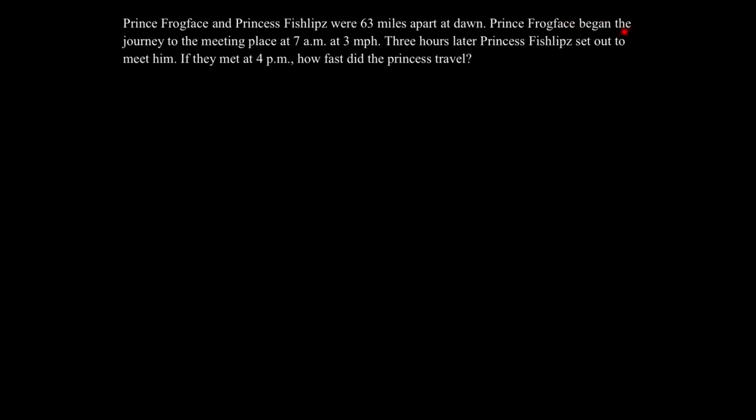Prince Frogface began the journey to the meeting place at 7 a.m. at 3 miles per hour. So kind of walking slow. 3 hours later, Princess Fishlips set out to meet him. If they met at 4 p.m., how fast did the princess travel? All right, so for all these distance problems, we're looking at a rate and a time. So the rate of, yeah, I like that color, but I'm going to change the thickness of what I'm drawing.